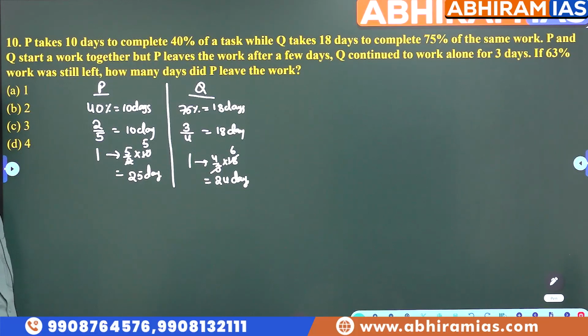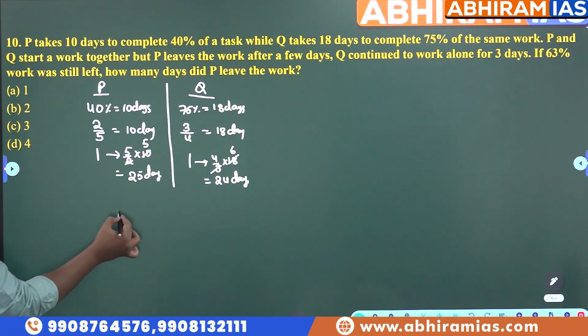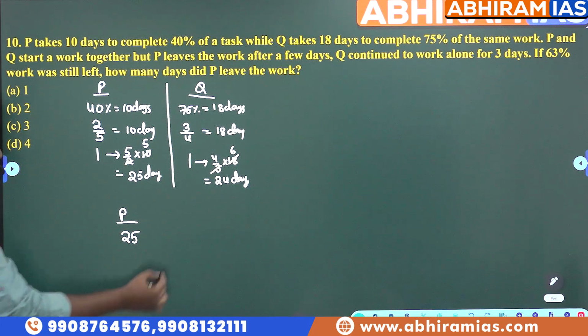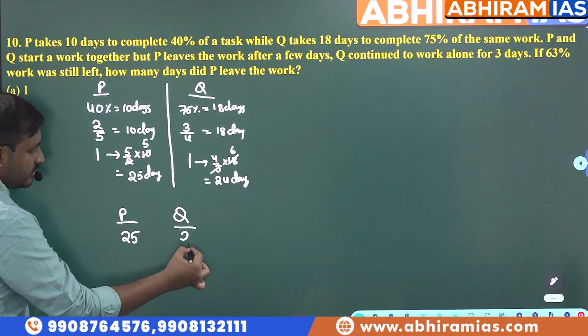Okay. Now P and Q start a work together, but P leaves the work after a few days. Q continued to work alone for 3 days. If 63% of the work is still left. Okay. We will try to find the total work and all these things. Now please see here, first of all, P can finish the work in how many days? 25 days. Q can finish the work in how many days? 24 days.